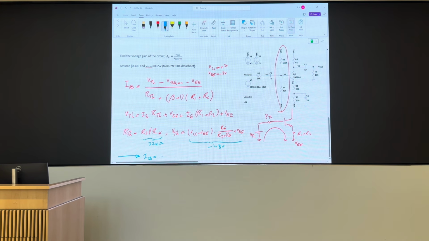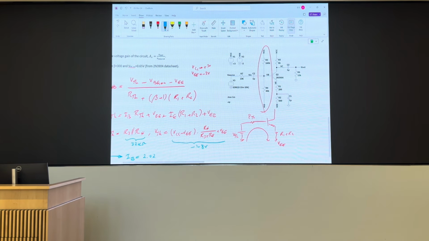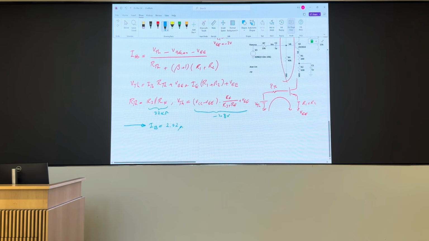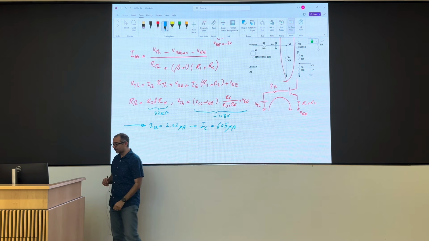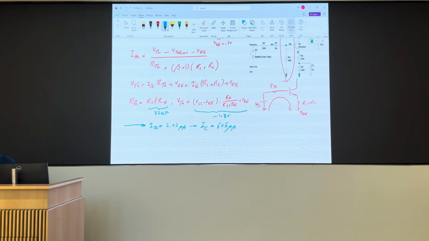So this tells me that I have a current of 2.02 microamps for IB, and therefore my IC, that is 300 times this, is 605 microamps. Okay? Or 606 maybe, if you want to multiply the 300. No, 600. That's 606. Okay, so that's IC 605.